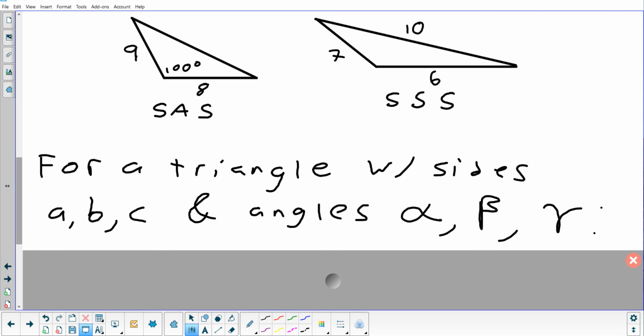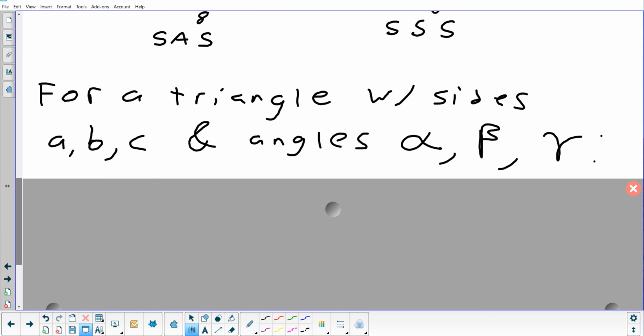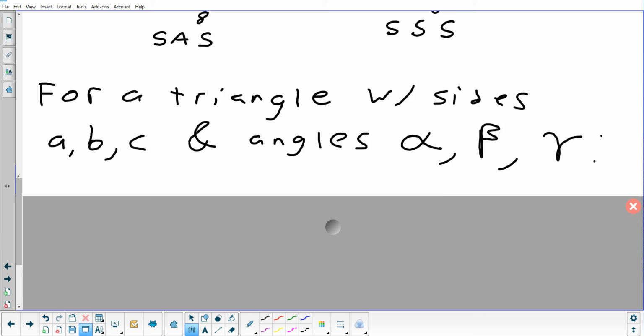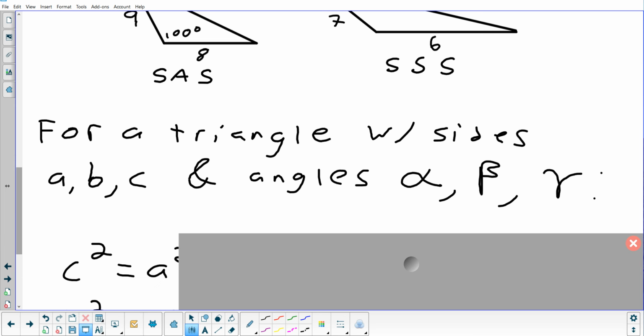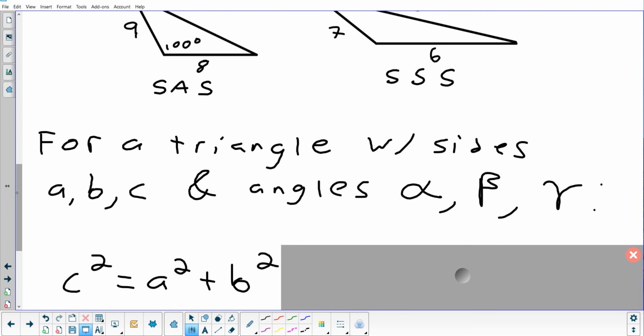So when I write down the law of cosines, I'm going to use the same notation we've been using. A, B, and C will represent sides. Alpha, beta, and gamma will represent angles. And here's the first part of the law of cosines. It's not the whole thing, but does that look like any other formula? Alan? Yeah, it looks like Pythagorean theorem, and this formula is based on the Pythagorean theorem.